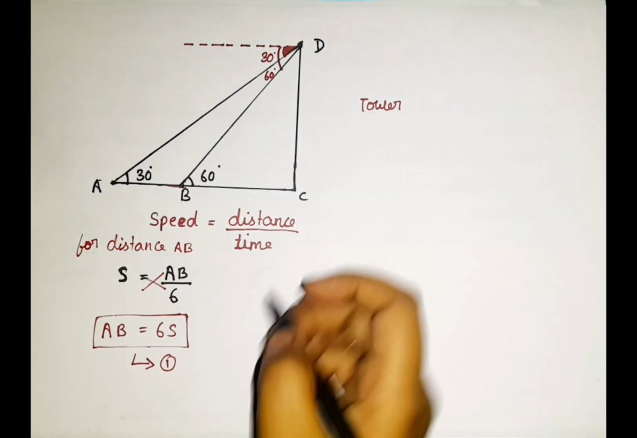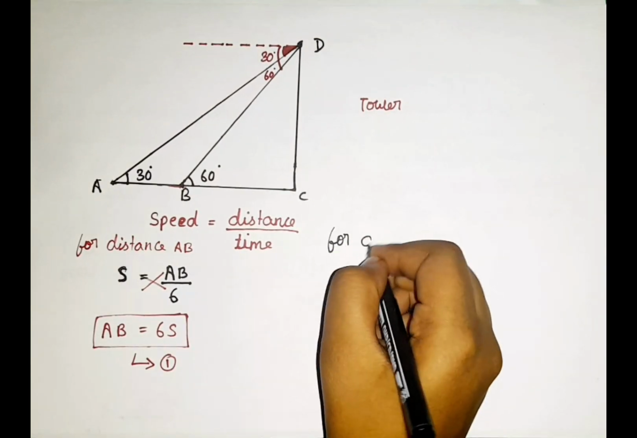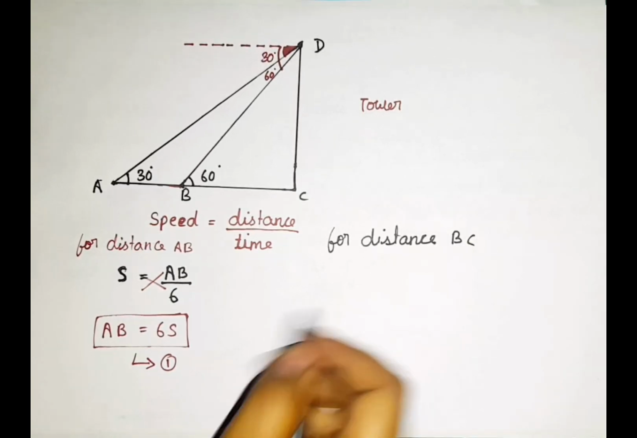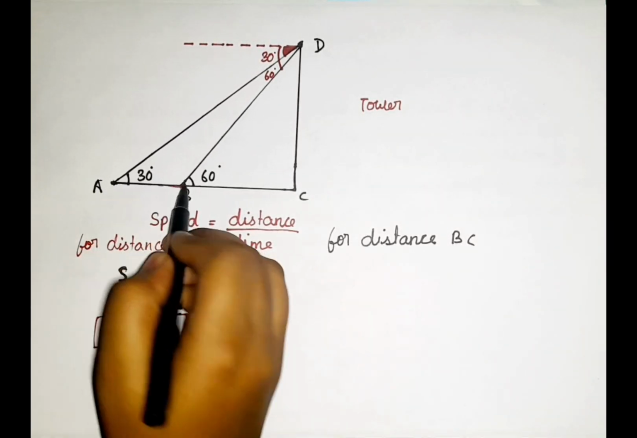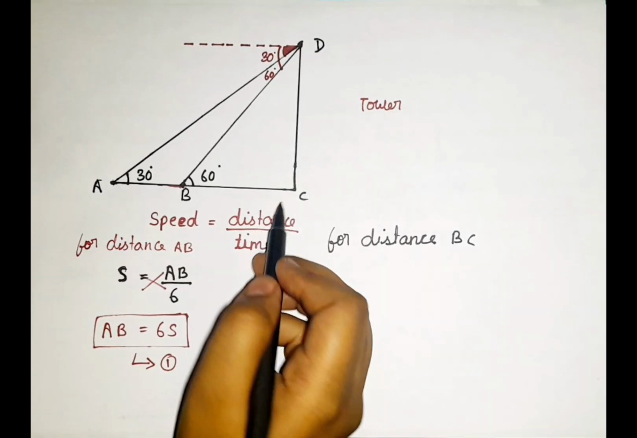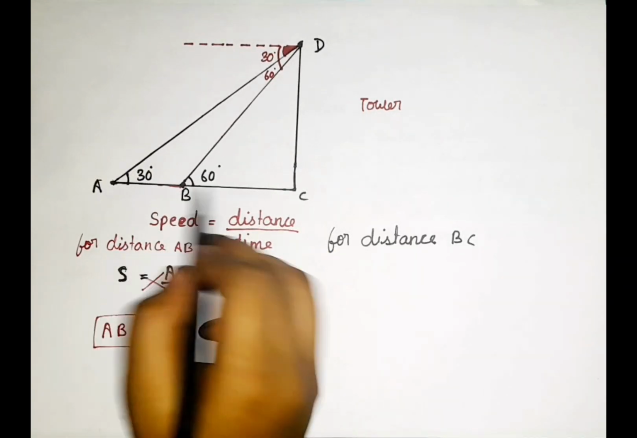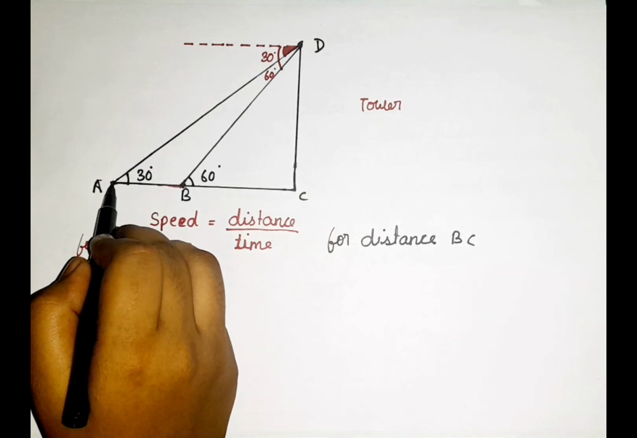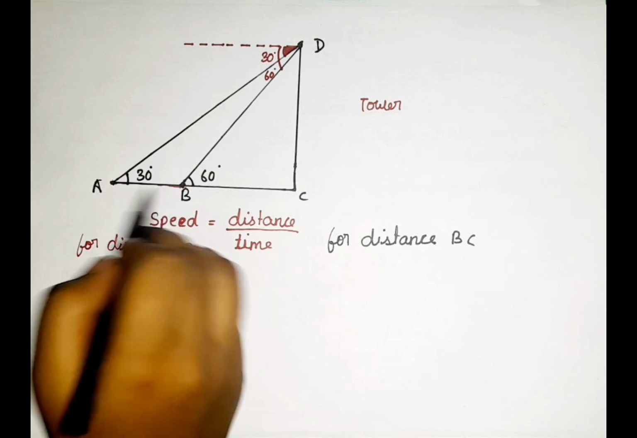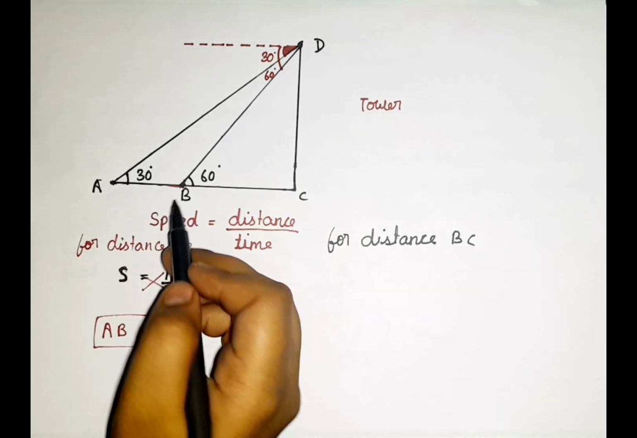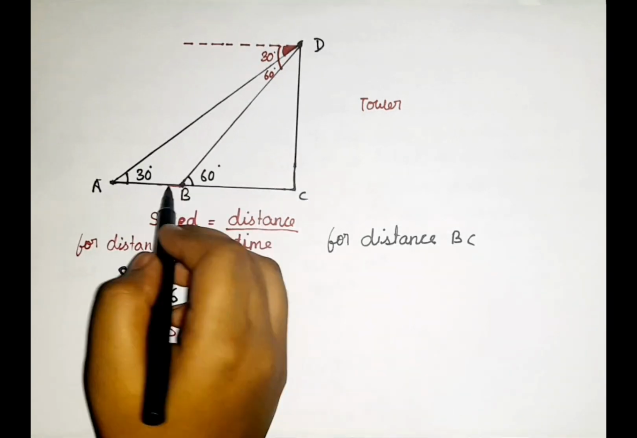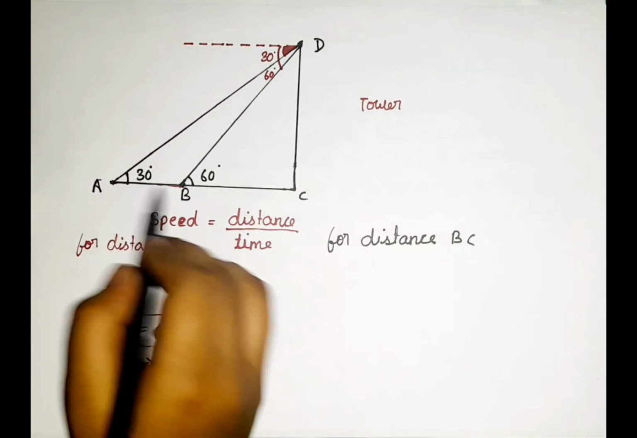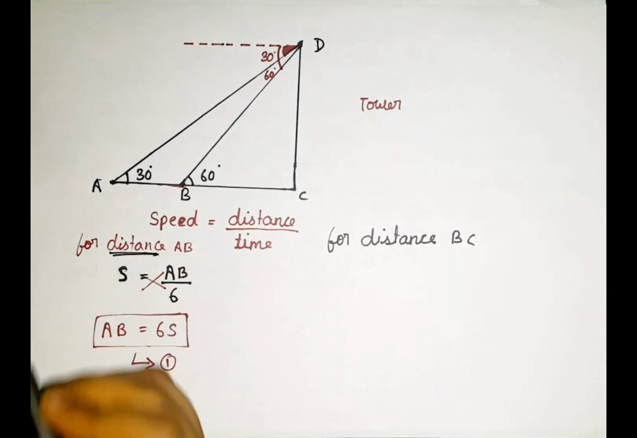Now let us find the distance BC. Why am I taking it separately? Because the car traveled from here to here, and again from here to here the car traveled. According to the question, the car started its travel from this point A, and after 6 seconds it reached here. Again the car traveled from here to the foot of the tower. So here we have two distances, that is AB and BC. That's why I found it separately.